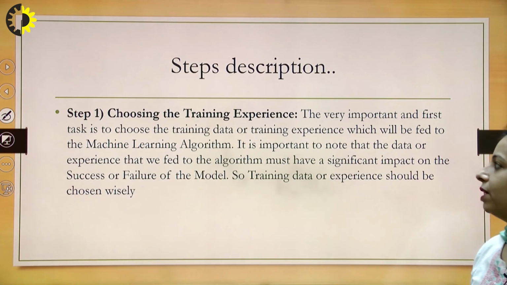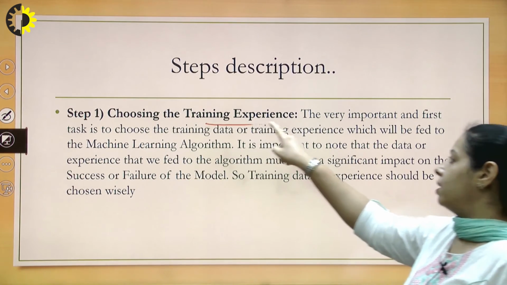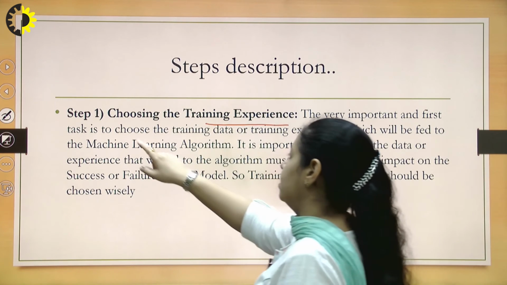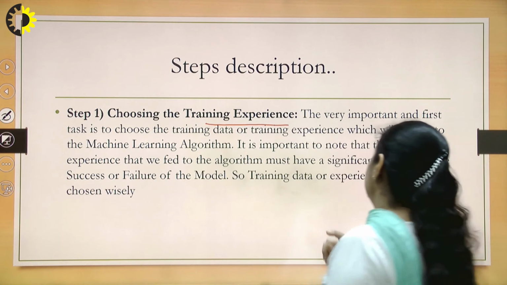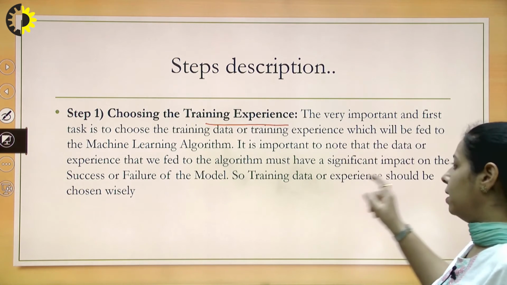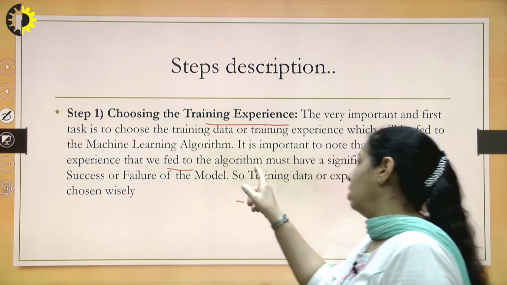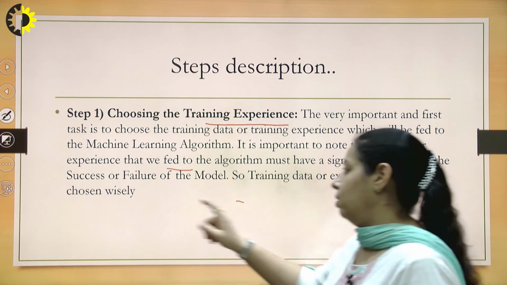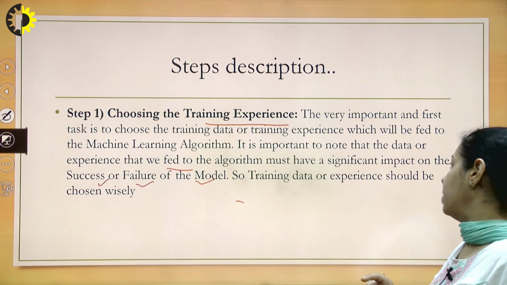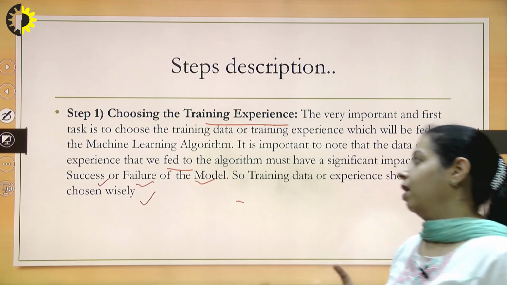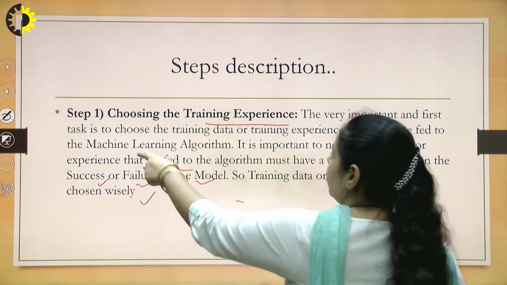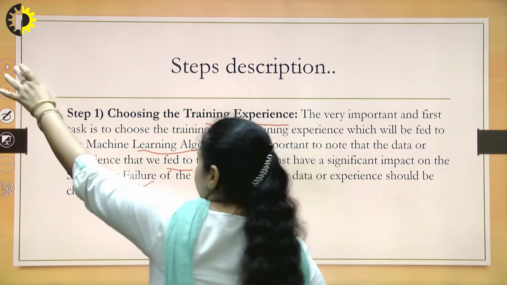So if we look at the very first step, choosing the training experience, what does it actually mean? It means that the very important first task is to choose the training data or training experience which will be fed to the machine learning algorithm. It is important to note that the data or experience that we feed to the algorithm must have a significant impact on the success or failure of the model. So training data or experiences should be chosen wisely. We have to give very good training data to the machine learning algorithm. That's what it says.